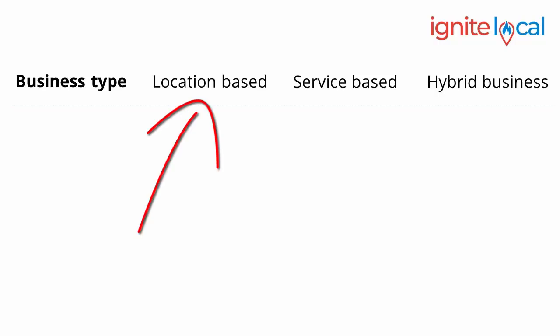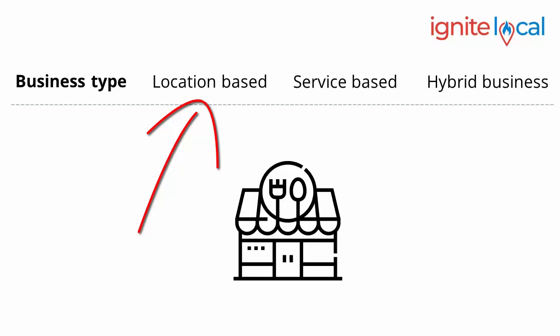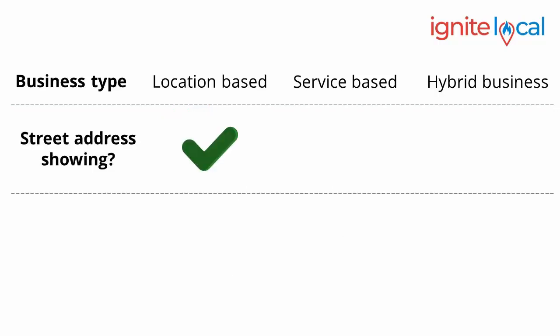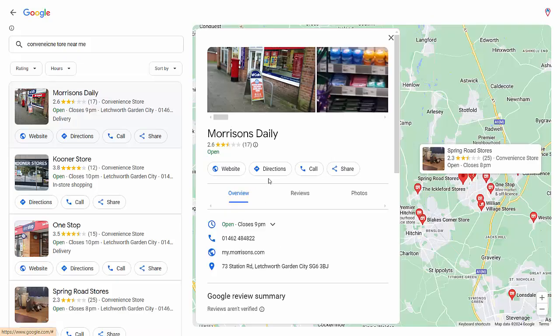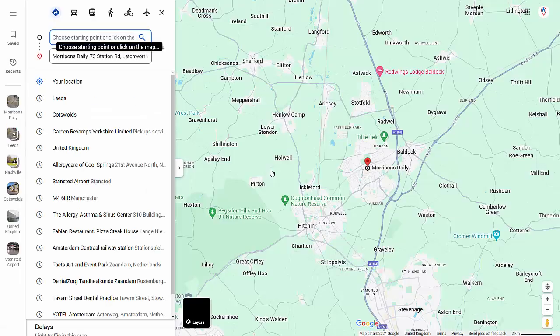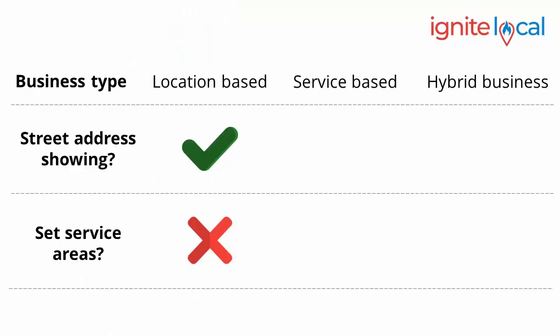If you're a location-based business, it means you have a physical location, like a shop, an office, or a restaurant, and people come to you to buy from you. So you have your street address showing on your profile. People find you and they navigate to your location. But if you run this type of business, you shouldn't have any service areas set in your Google Business profile. You don't cover any areas, people come to you, so you shouldn't add a list of places to your profile.